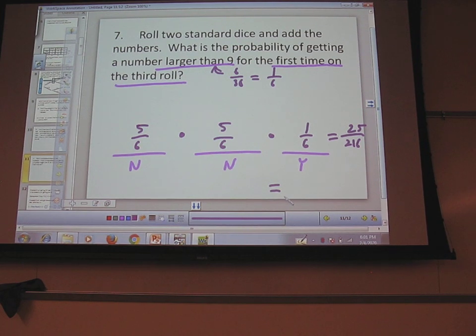What'd you guys get? 0.115. If you round it, 0.116. Yeah, 0.116 was what people got. Yeah. All right.